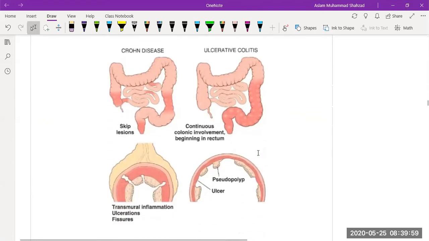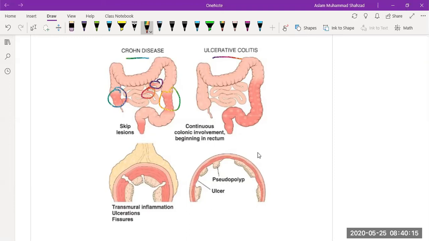And if I take a look at Crohn disease and ulcerative colitis, you see the main difference from the look is Crohn disease is in the form of patches. You can see these in the intestine in different patches, whereas ulcerative colitis is continuous, sequential involvement, beginning in the rectum.